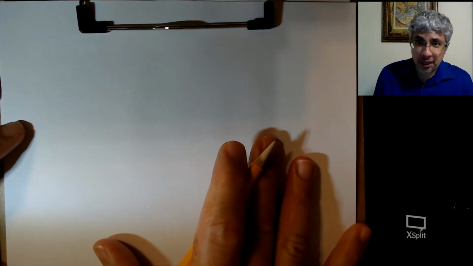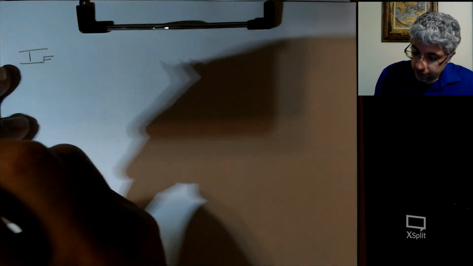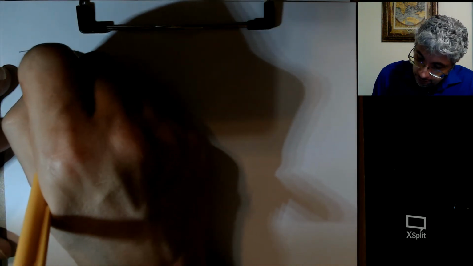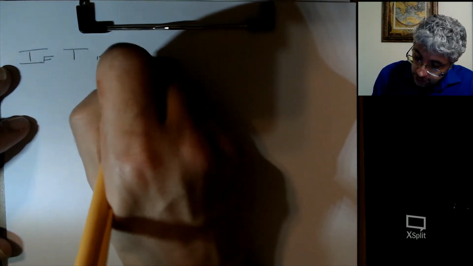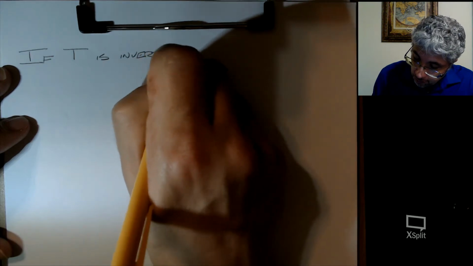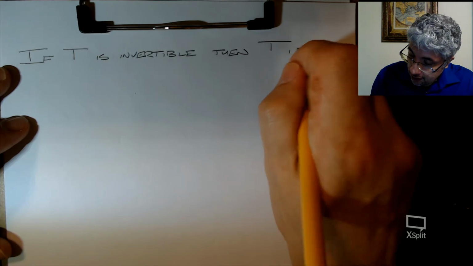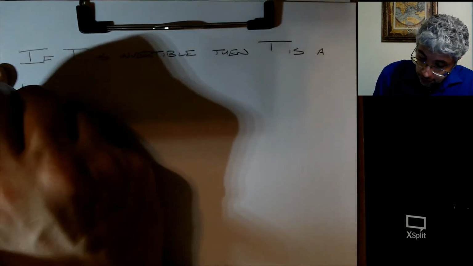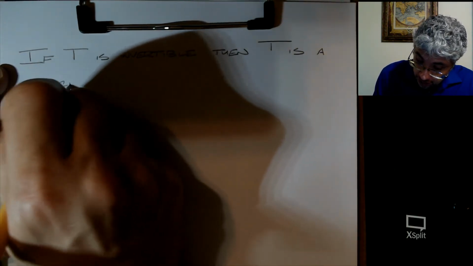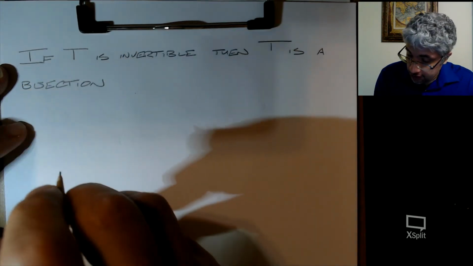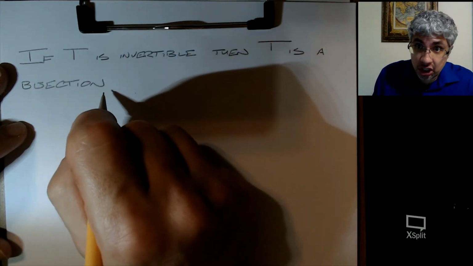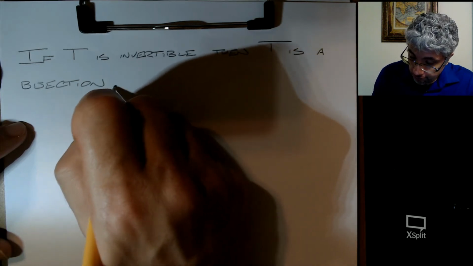So let's do it in two proofs. I could do it in an if and only if, but let's say if T is invertible, then T is a bijection. Bijection just means it's injective and surjective. So proof.